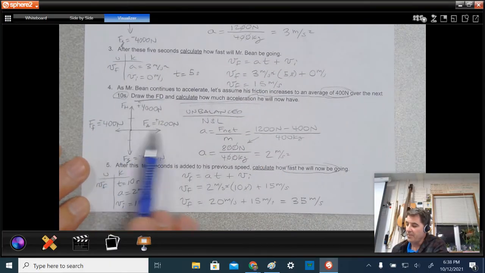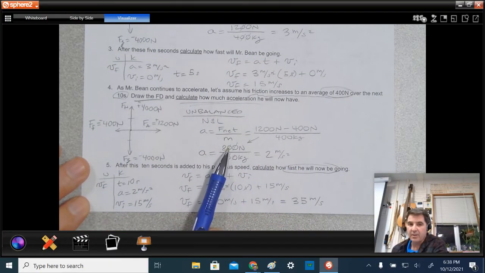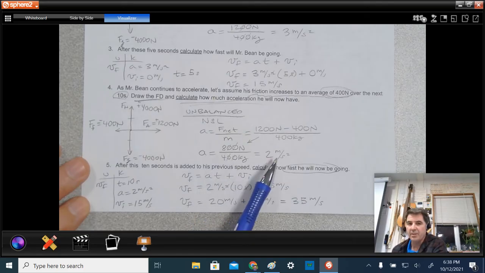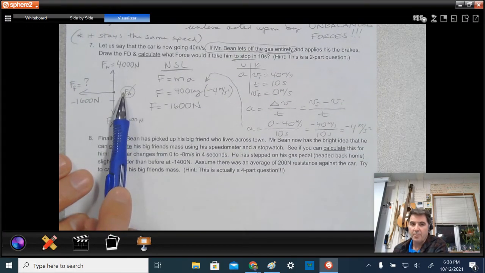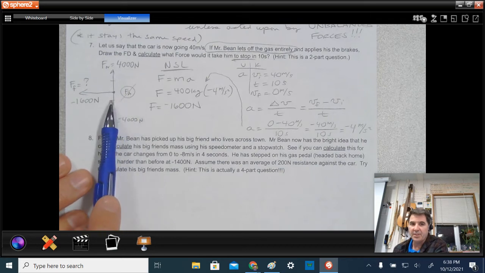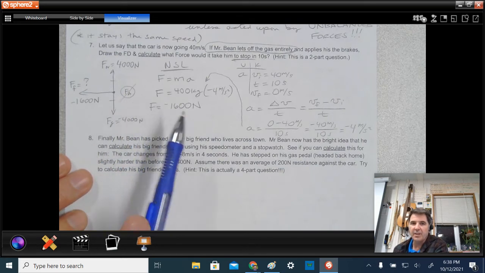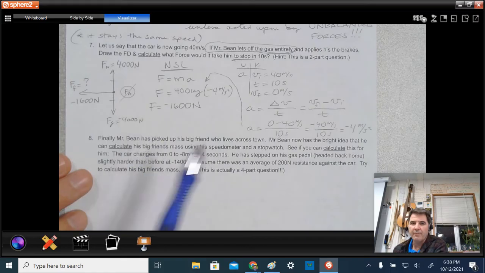1,200 minus 400, right, is 800. 800 divided by my mass, it's my net force over my mass, is 2 meters per second squared to the right. This one, negative 1,600 minus 0 gives me negative 1,600, and negative 1,600 divided by 400 will give me 4 meters per second.